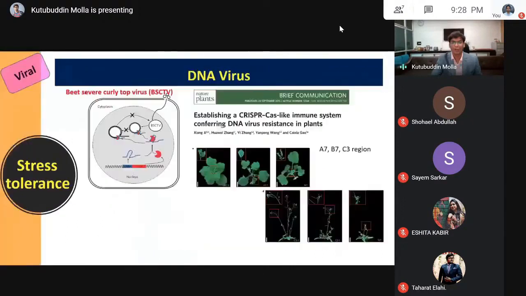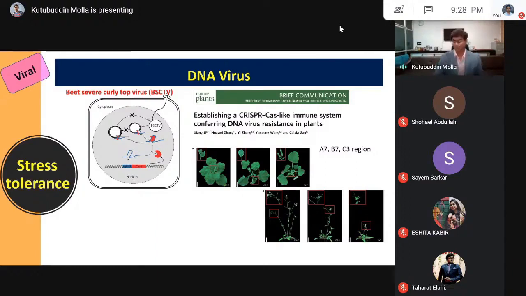Now, this is to make a plant resistant to DNA virus. Suppose you transform your plant cell with Cas9 and give the guide RNA, or the address. That address is similar to the viral DNA. Then your cell has this Cas9 and the guide RNA which target the viral DNA. So whenever the virus infects, these Cas9 and guide RNA go and cut the viral DNA.